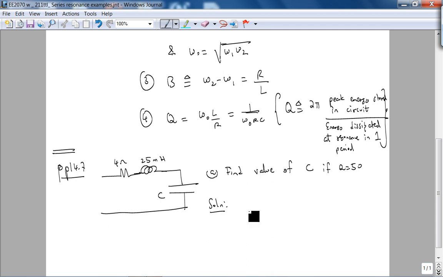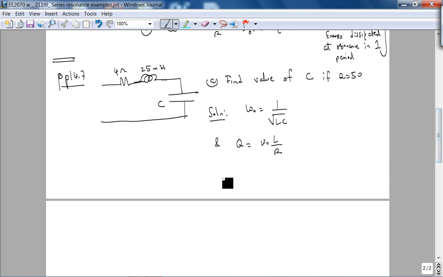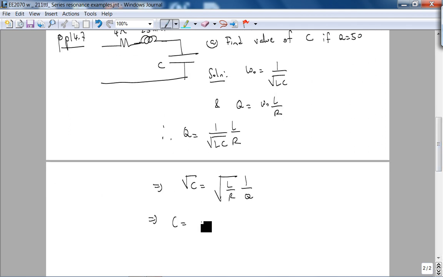And the solution is pretty simple in the sense that omega naught, it's a series RLC circuit, so it's 1 over square root of LC, and Q equals omega naught L over R. You can use any form. Let's use L over R. Therefore, Q equals 1 over square root of LC times L over R. We do have a C in there. Multiply and divide by square root of L. So square root of C is square root of L over R times 1 over Q. So C is square root of L over R Q, the whole squared.